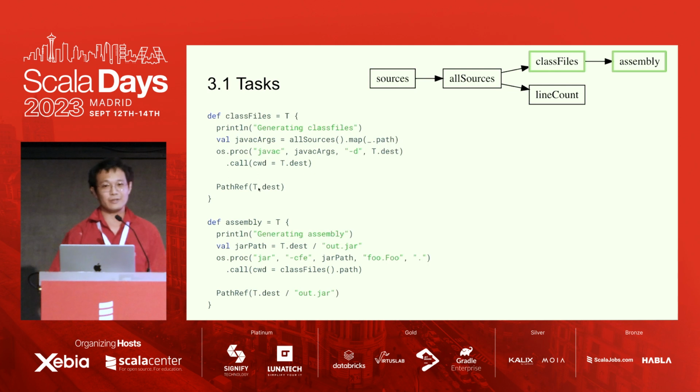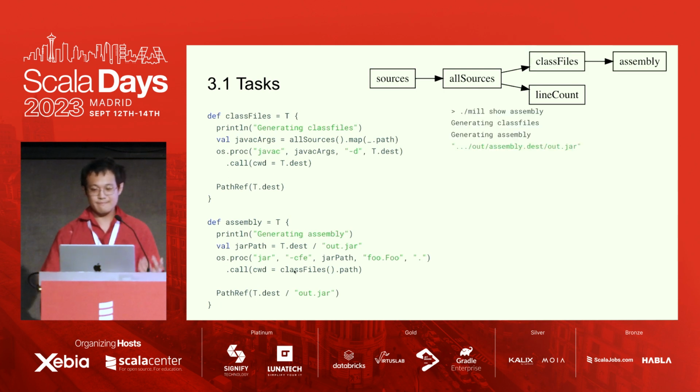classFiles takes allSources, takes all their paths, passes them to javac to compile, and returns a reference to the destination folder containing all the compiled output. assembly takes the class files and calls jar -cfe on it with some main class, and returns a path reference to the output jar. So this is, again, just normal Scala code using OS-Lib. You can use the same code in any other application. And that's all you need in order to make a Java assembly.